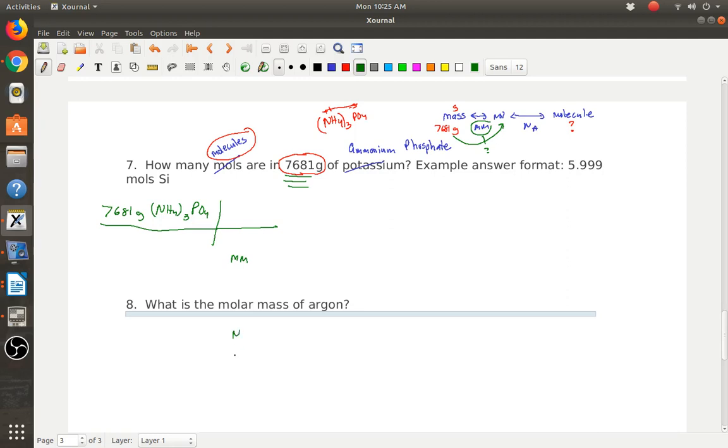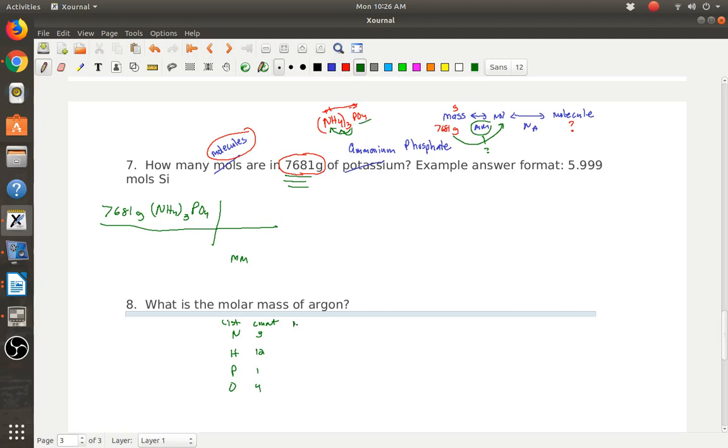So first I list N and H, P, and O. So this is a big one. And then I have to figure out how many. So you list it, you count them. When you do this, you have to distribute the 3. So 3 times 1 are 3 hydrogens. 3 times 4, there are 12. 3 nitrogens, 12 hydrogens, 1 phosphorus, and 4 oxygens. Okay, and I did this molecule for that purpose. I wanted to review distributing.